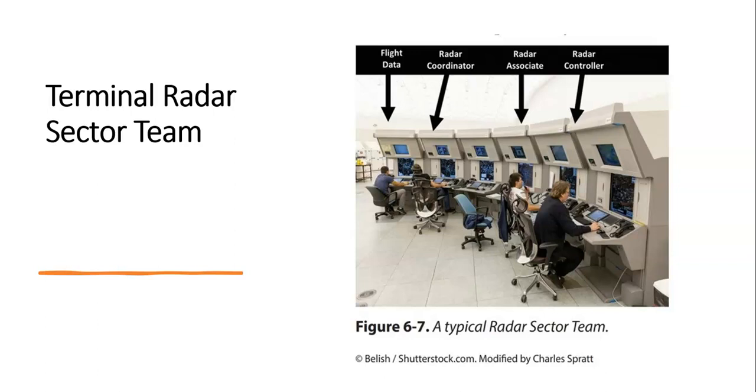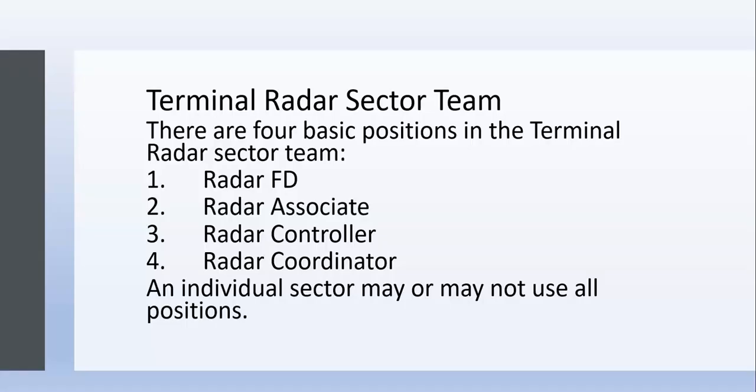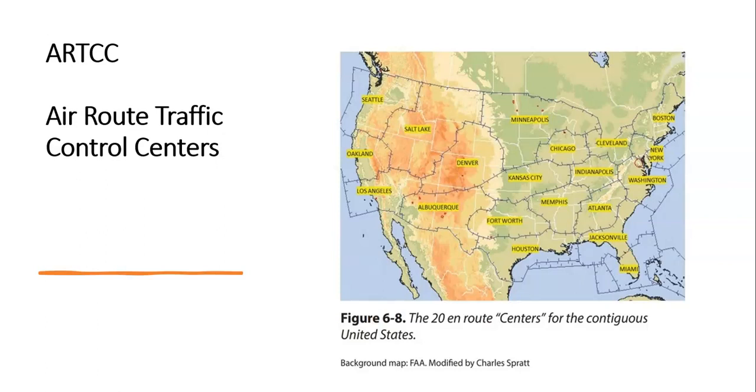Now the TRACON also operates on a team concept. The team members include, again, flight data, but different from tower, there's a radar coordinator, a radar associate, and a radar controller. While these 4 basic positions make up the terminal radar sector team, they may or may not use all of the positions depending on the workload. This is an important point to remember.